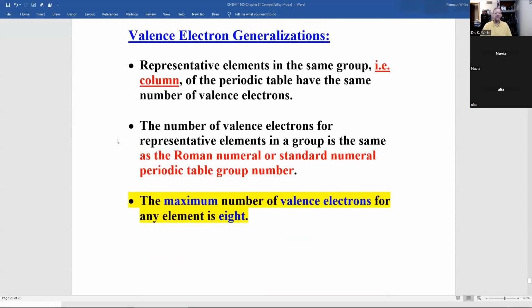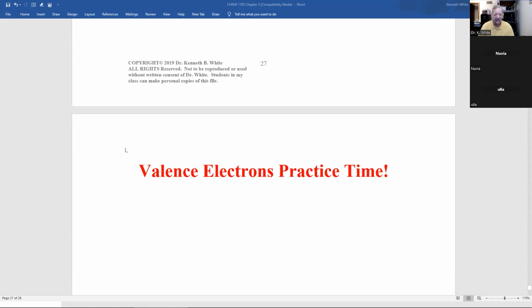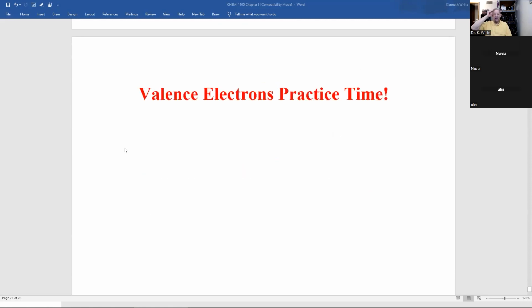Now, I've just shown you this. The representative elements in a group, meaning everybody in the same column of the periodic table, have the same number of valence electrons. And the number of valence electrons for that column is the same as the Roman numeral, which most of you can't read, or the standard numerical value on the periodic table, which I will give you. All right, now this is important. The maximum number of valence electrons for any element is 8. You can't have more than 8, period.